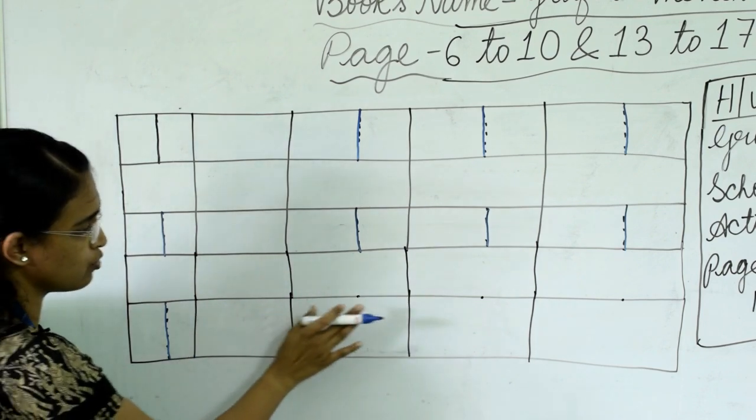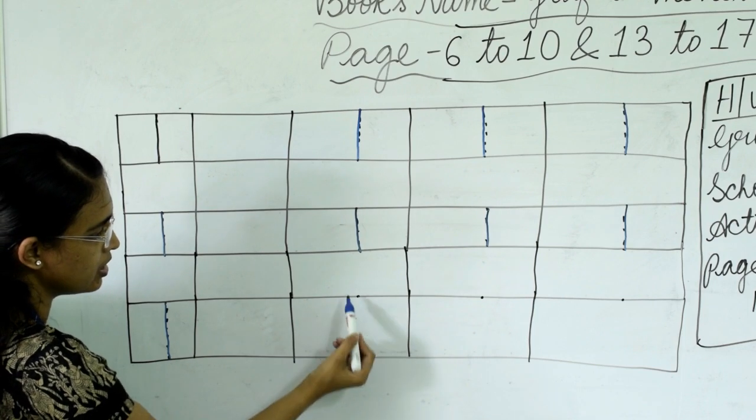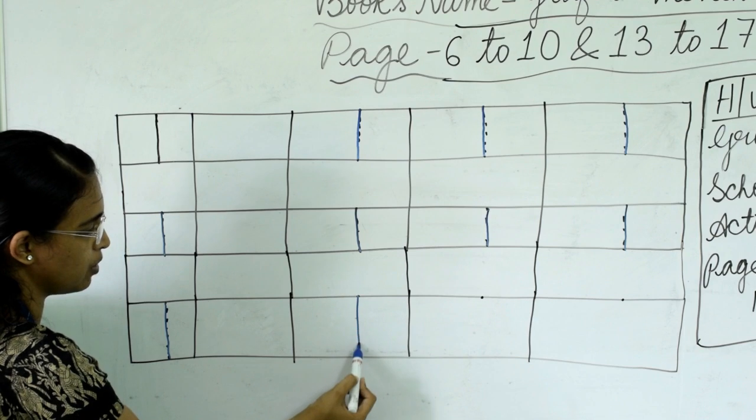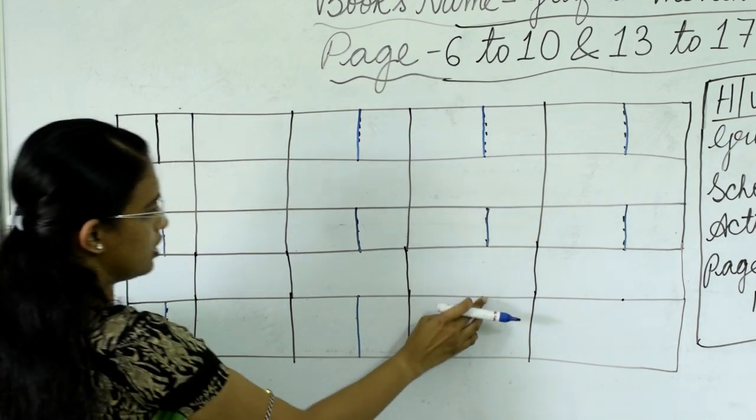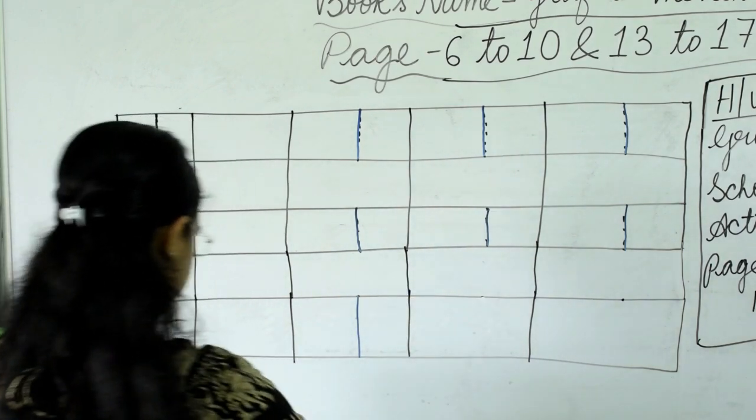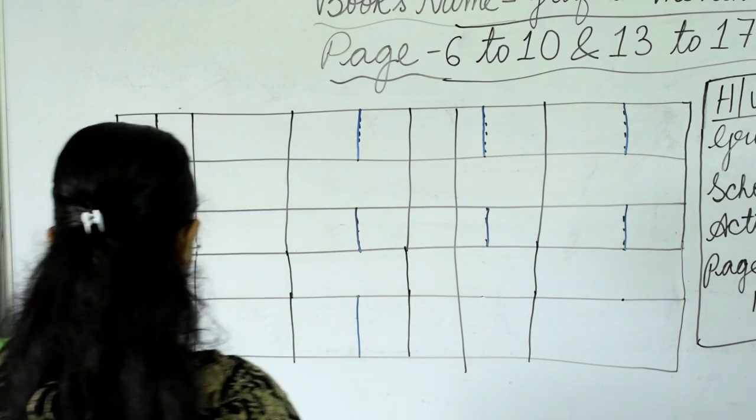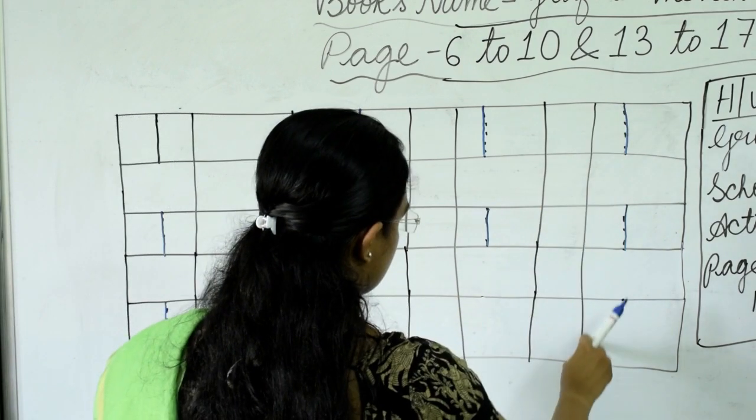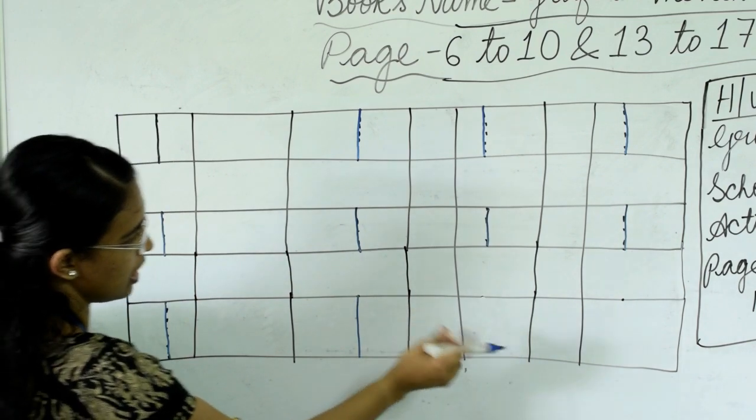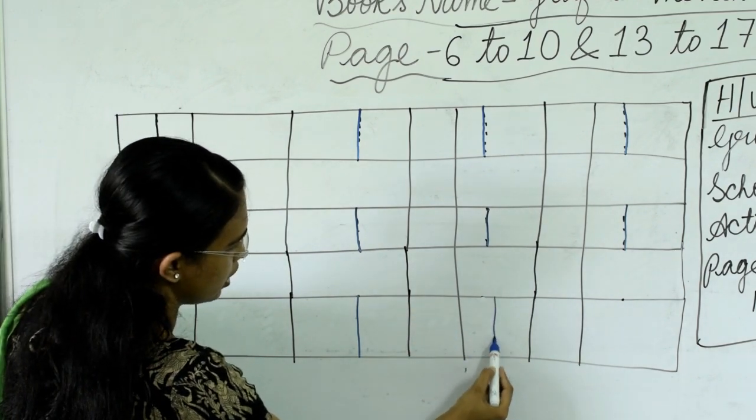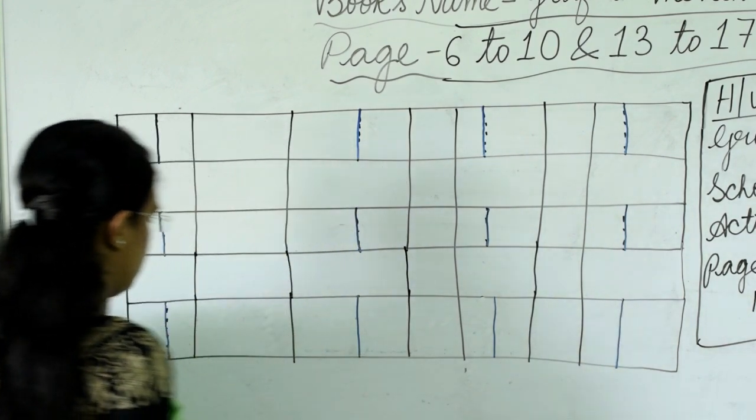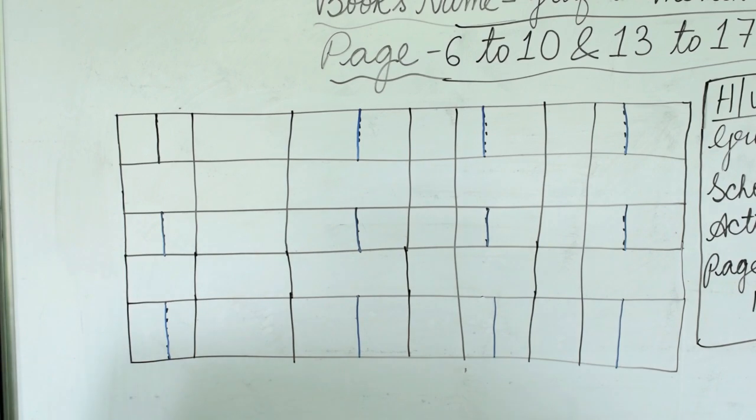After leaving this one box, what you have to do, you have to write here in this box which number? Yes, we are doing number 1, so you have to write number 1. Then again you have to leave this box and write here number 1. Then again leave one box and write here number 1. In this way you have to write number 1.